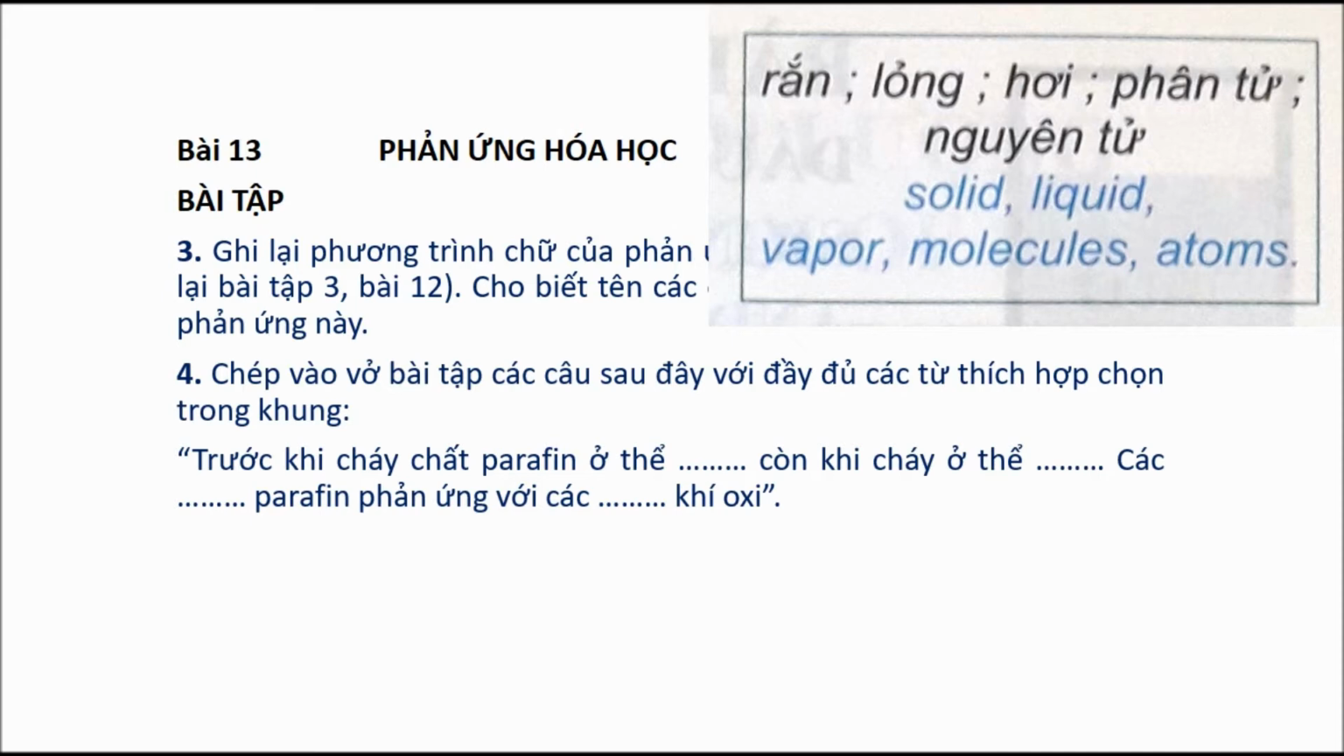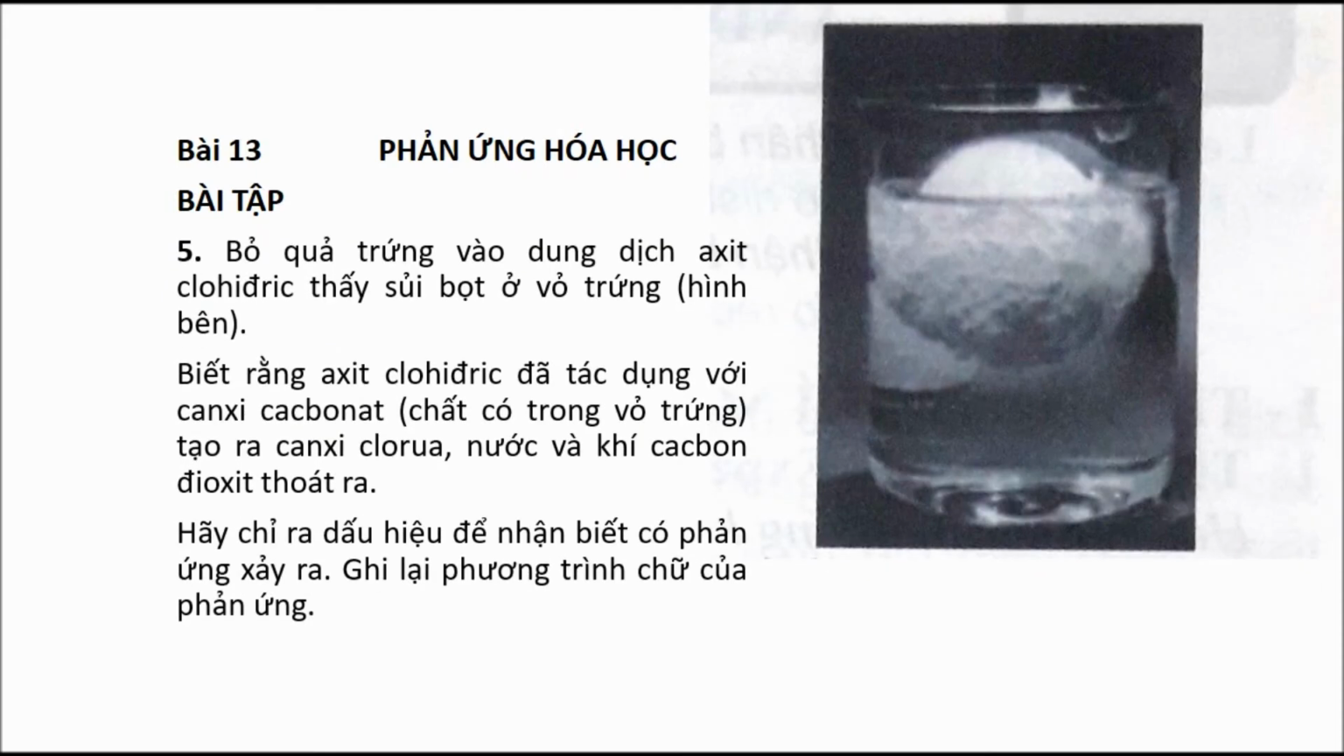Paraffin reacts with oxygen gas. 5. Place an egg into a hydrochloric acid solution. The bubbles can be seen on the shell of the egg, in the figure on the right. It is known that hydrochloric acid has reacted with calcium carbonate in the eggshell to form calcium chloride and water, and release carbon dioxide gas.